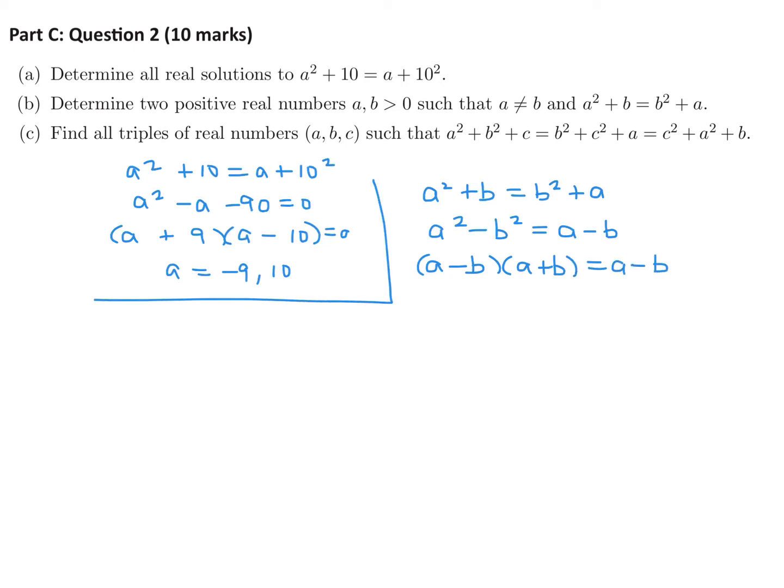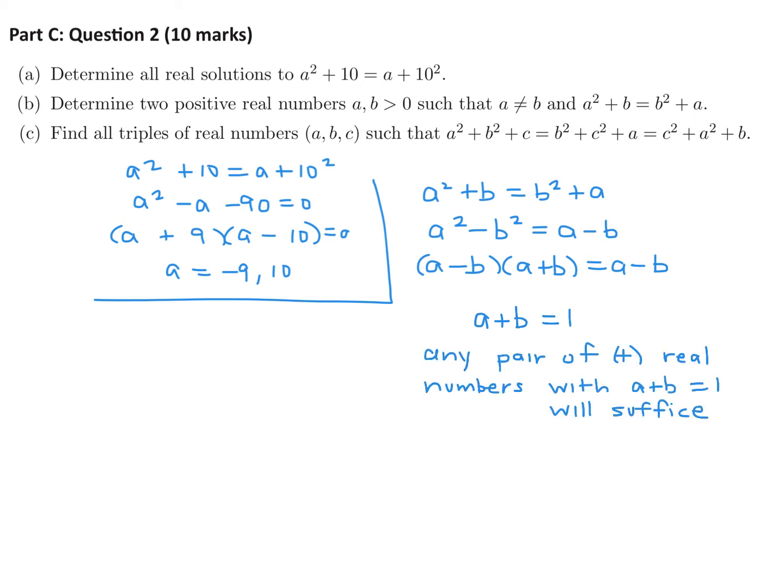Now they tell you that a does not equal b. So if a does not equal b, then that means that we can cancel these. So all you're left with is that a plus b is equal to 1. So that's pretty much it. So any pair of positive real numbers that have a plus b equal to 1 will suffice. So a is equal to 1 minus b.